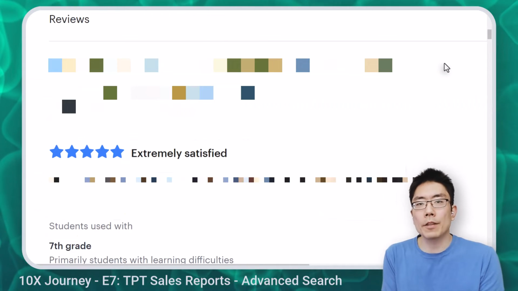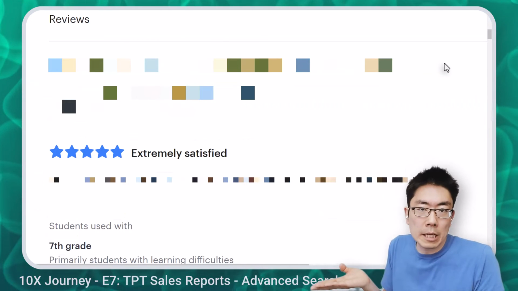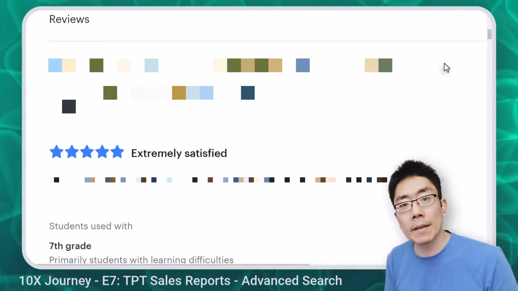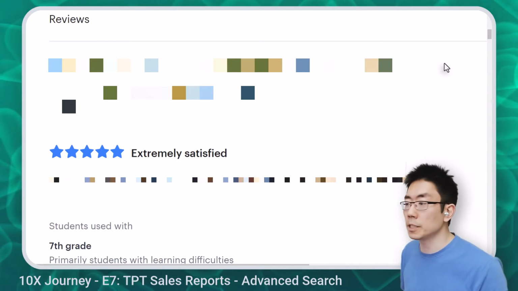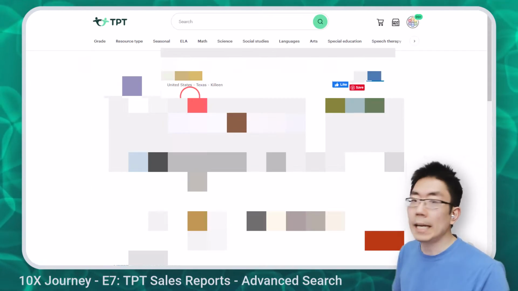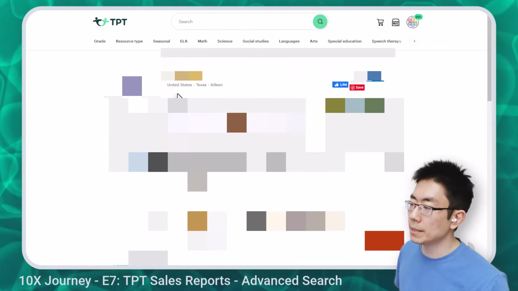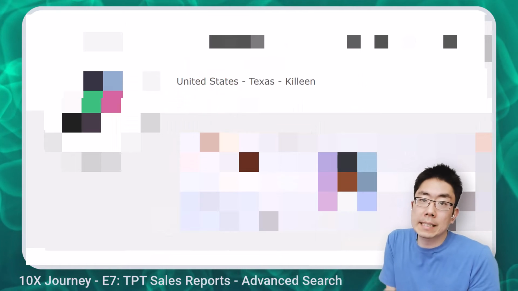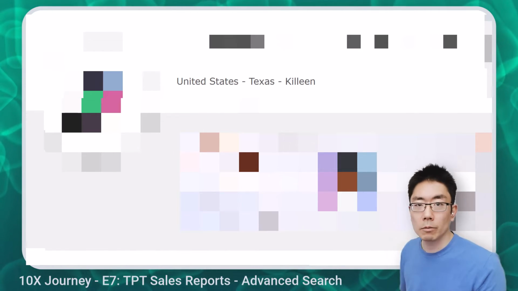But what do we do if the person leaving the review is a TPT seller and they have a store name? No problem. Here's how we can figure out what their purchase was. You click on the store name and it'll take you to their store page. We can see their country, the state, and the city. For example, this seller is from Texas Killeen. Well, let's look that up.